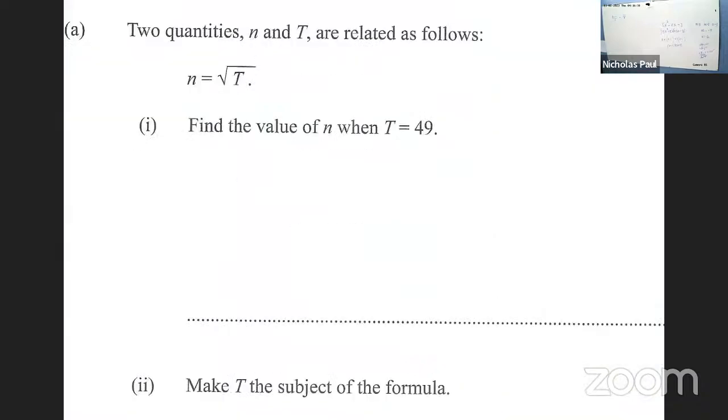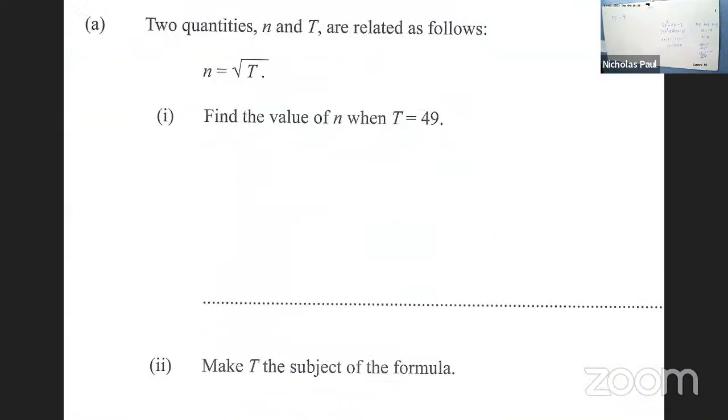All right, nice. Let's go. You all got it? Right, so the question said find the value of n when t is 49. Easy, right? What to do? Find the square root of 49, and the answer is 7.